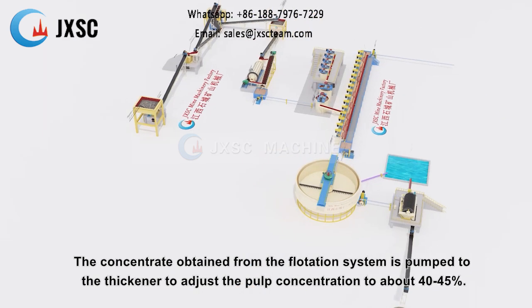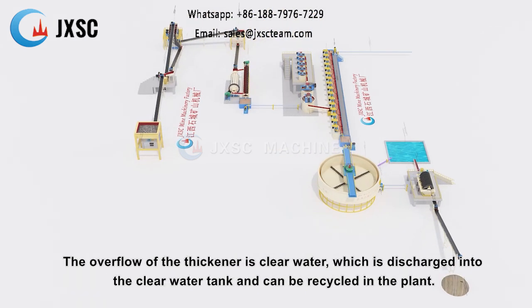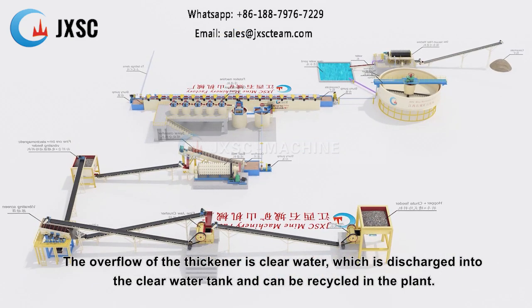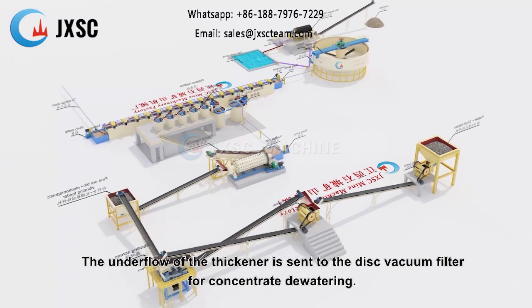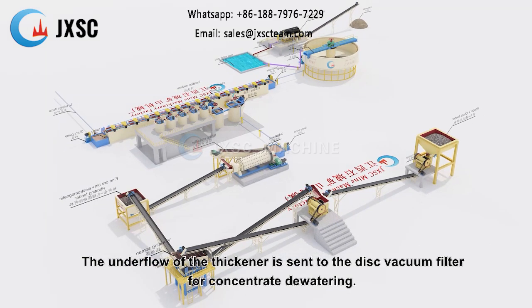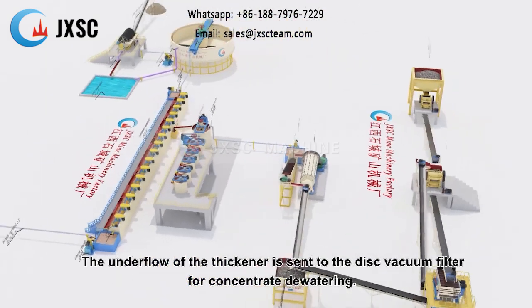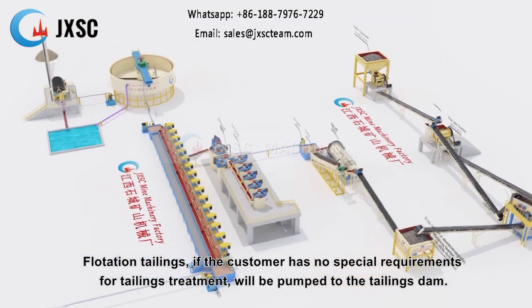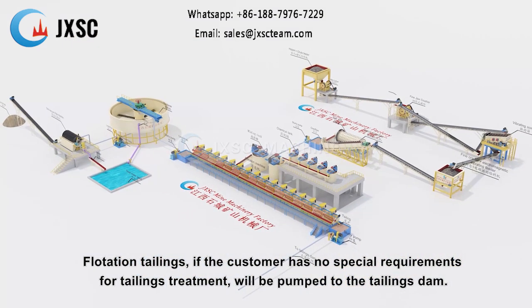about 40 to 45%. The overflow of the thickener is clear water, which is discharged into the clear water tank and can be recycled in the plant. The underflow of the thickener is sent to the disc vacuum filter for concentrate dewatering. Flotation tailings, if the customer has no special requirements for tailings treatment, will be pumped to the tailings dam.